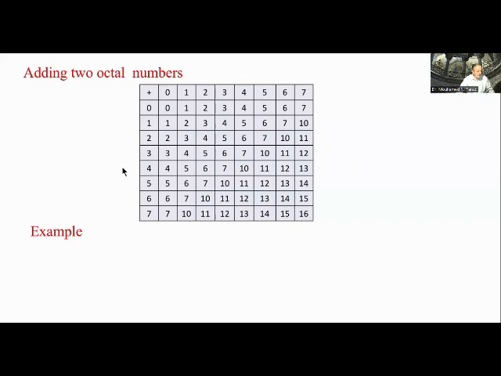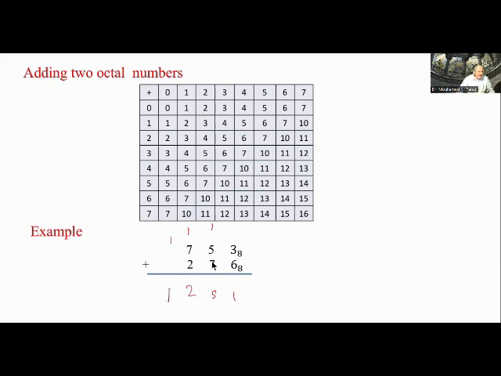Now, I will show you how to do the addition without having to look at this table. So we're going to add these two numbers. What is 3 plus 6? 3 plus 6 is 9. I am in base 8. 9 means 1 and you carry 1. 9 is 1 plus 8. Now 1 plus 5 is 6, plus 7 is 13. 13 is 5 plus 8. 1 plus 7 is 8, plus 2 is 10. 10 is 2.